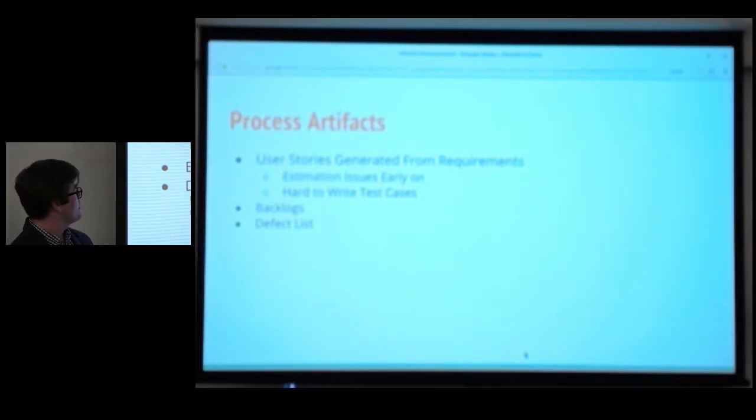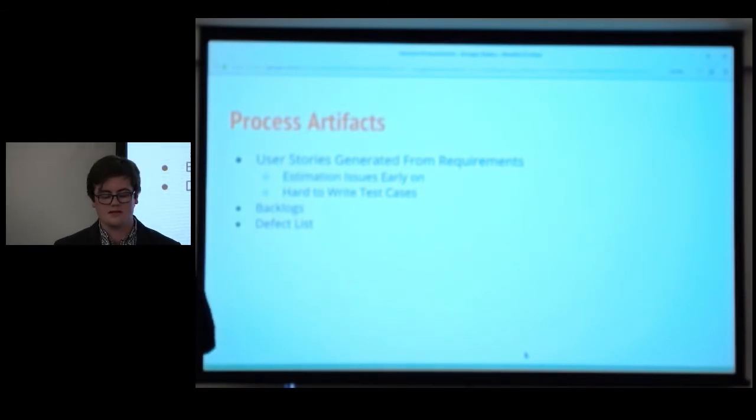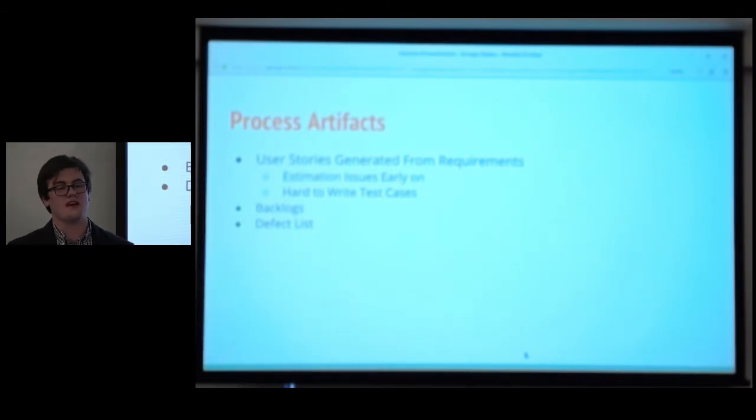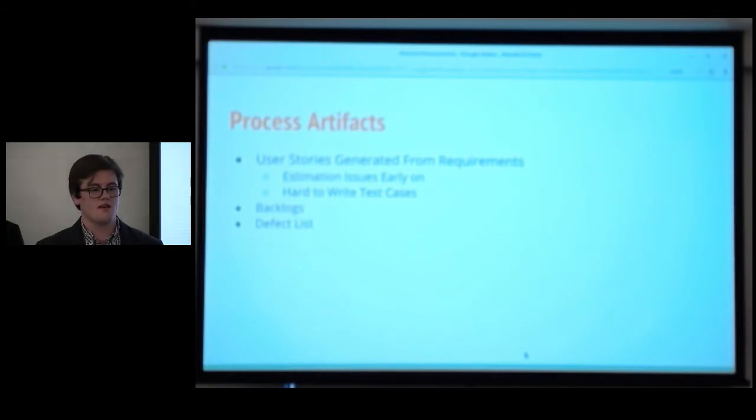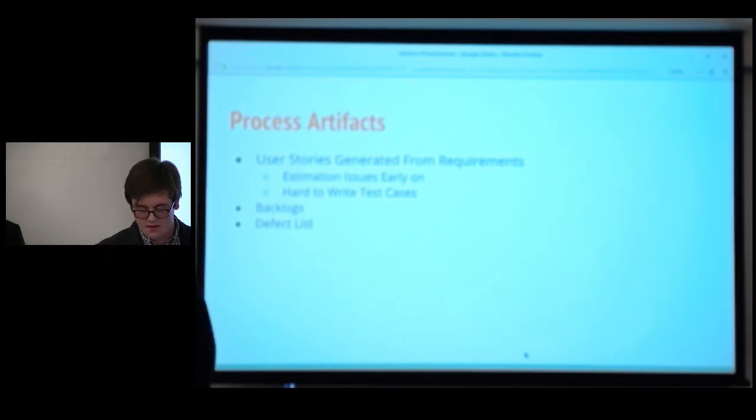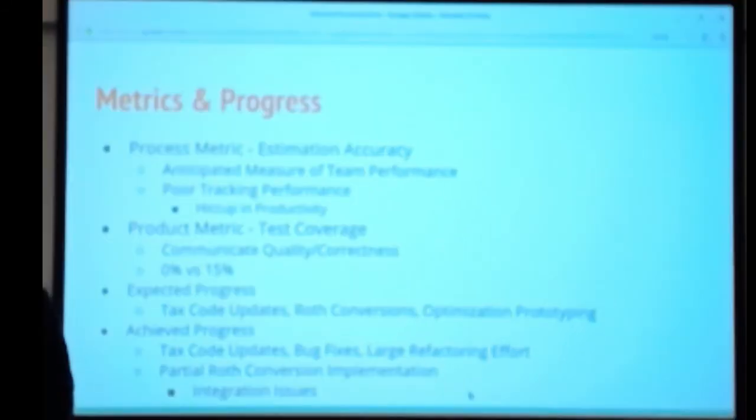Also, in terms of Scrum and the Kanban, we generated user stories from our requirements. We had some issues with estimation and writing to ambiguous user stories. So these manifested themselves in terms of problems with tracking our metrics for these user stories later on in the project. And we also kept a backlog for our product and our current sprint. And we maintained a defect list of our known bugs so that we could address them effectively.